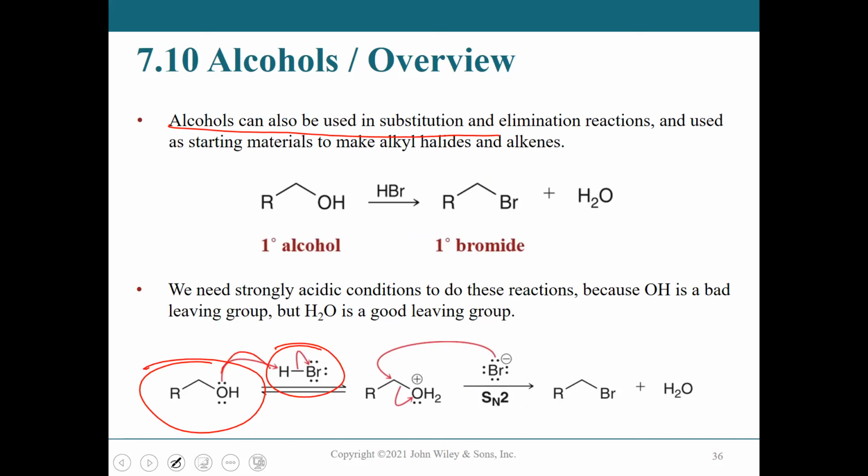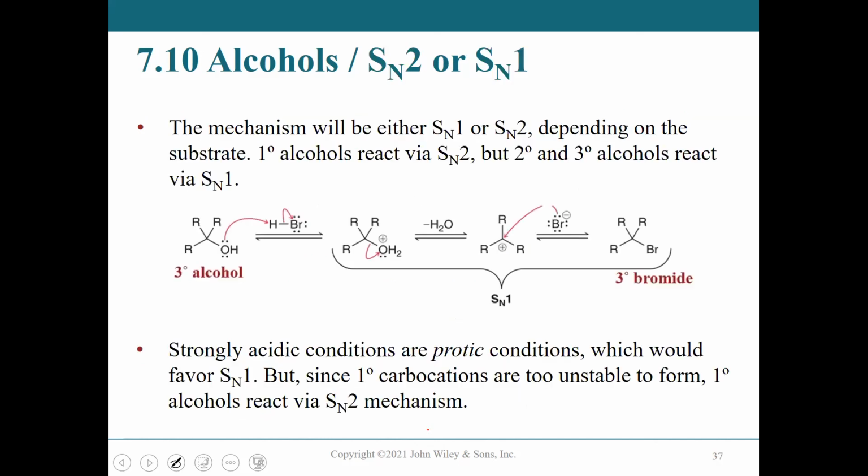The OH gets protonated by the HBr, and you get OH2 plus. That OH2 plus is now a good leaving group, which can undergo an SN2 or an SN1 reaction. Remember that alcohols can become leaving groups, because normally they are no good leaving groups. Here's another example.